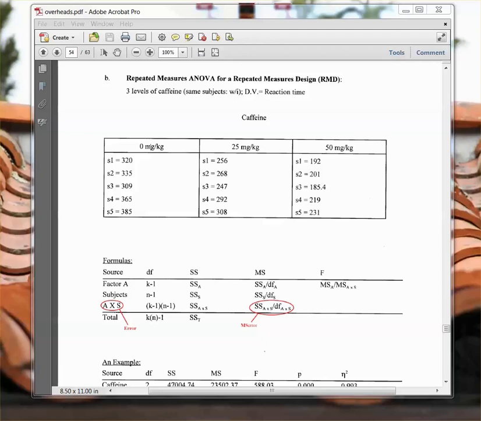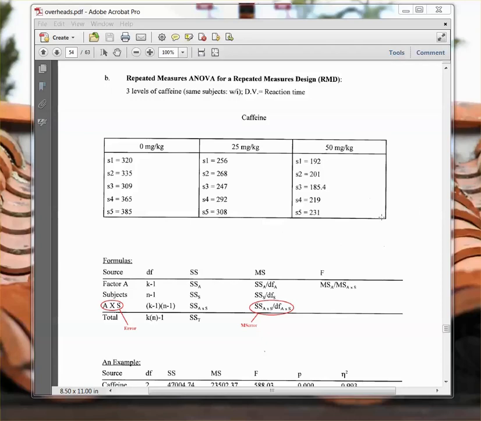So subject 1 was tested under this condition, subject 1 was tested again under this condition, and subject 1 was tested under that condition. Same for subject 2 through 5. So really there's only 5 people that participated in this study, but they were tested 3 different times. So we end up still with 15 data points, but only 5 subjects in it.